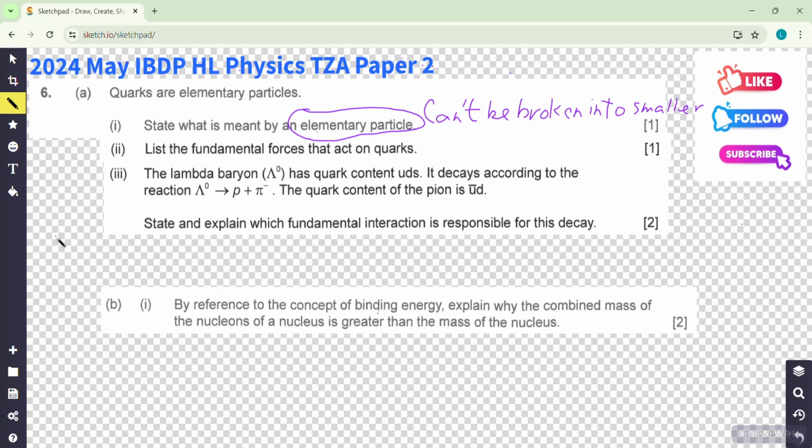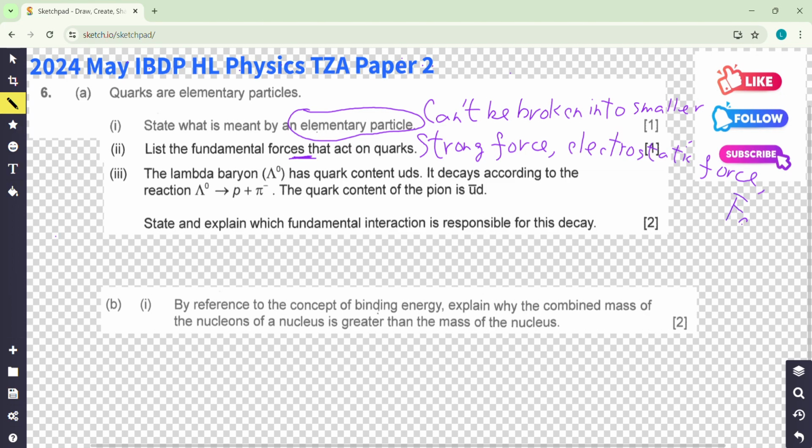Next one, the fundamental forces that act on quarks. First of all, quarks are bound by the strong force. Quarks also have charges, so we also have the electrostatic force. Quarks also have masses, so we also have the gravitational force.